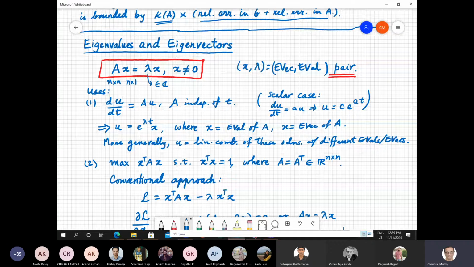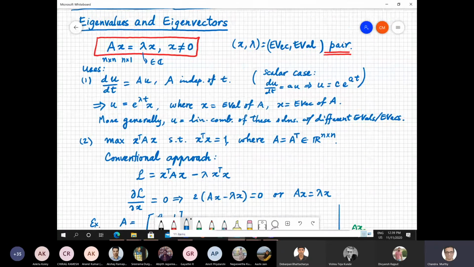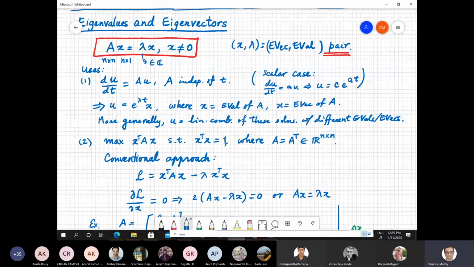Just to motivate, here are two quick, simple examples where eigenvalues and eigenvectors matter. Suppose you want to find a solution to this differential equation here, du over dt equals Au. Here A is some constant matrix which is independent of t, but u is a function of t and you're trying to solve for u of t. U of t is a vector, and is evolving with time. And the way it evolves is such that it satisfies this differential equation du by dt equals Au.